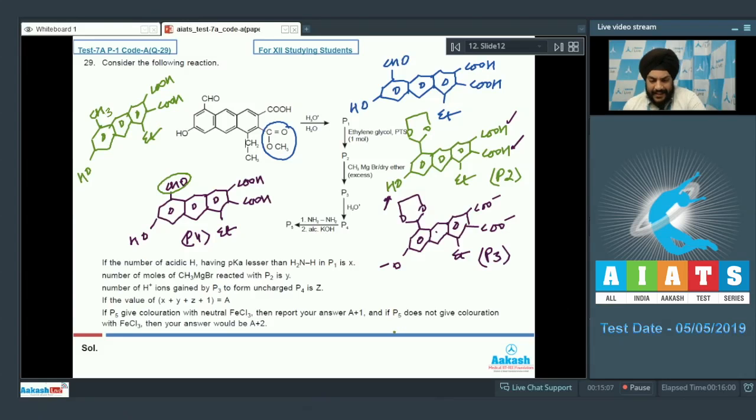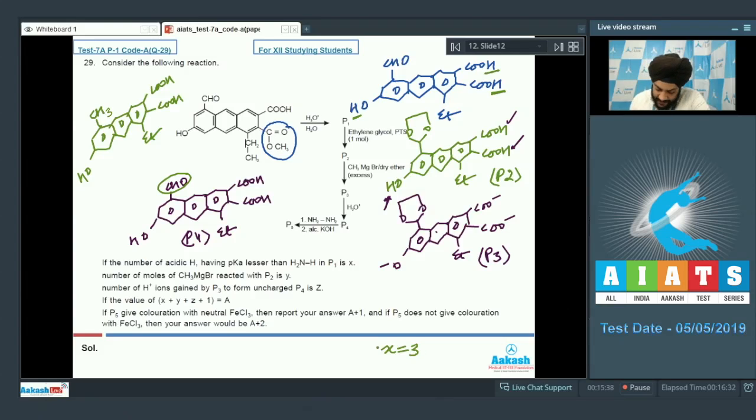So let us now look at the statements given with respect to the above reaction sequence. The first statement says, if the number of acidic hydrogens having pKa lesser than NH3 in P1 is X. If you talk about the acidic strength of the groups present in the compound P1, we can clearly see that there are 3 acidic groups which have a pKa less than ammonia. So the value of X is equal to 3.